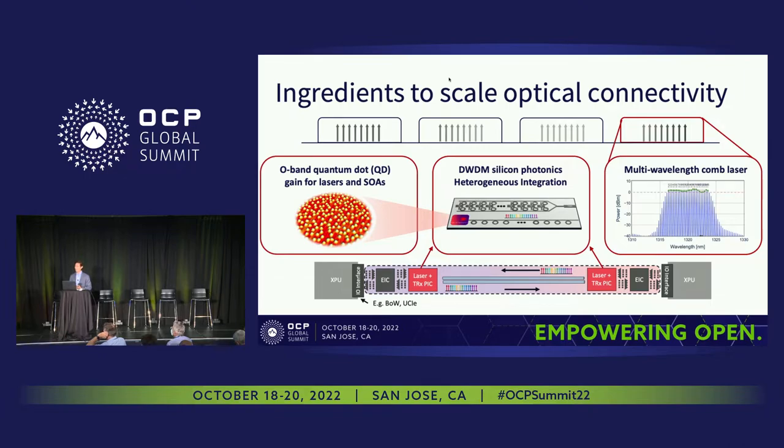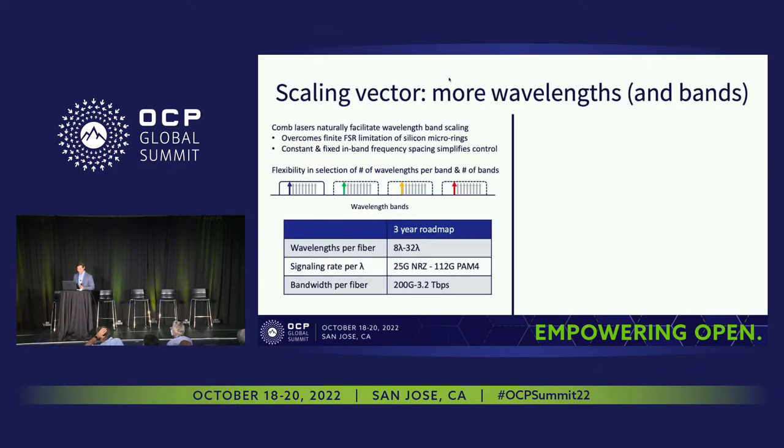If you're interested in finding more details, I have a poster in the Future Technology Symposium with a lot more comb laser data, so feel free to check that out. And the beauty of this implementation and the technology platform is it really gives us a lot of flexibility in terms of mixing and matching how many wavelengths we want to instantiate to really optimize for whatever electrical interface we're matching to.